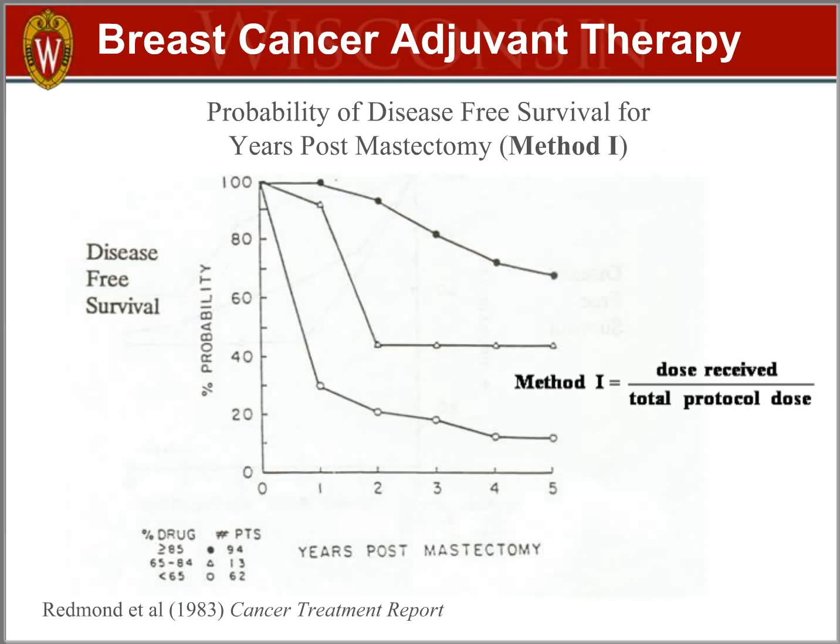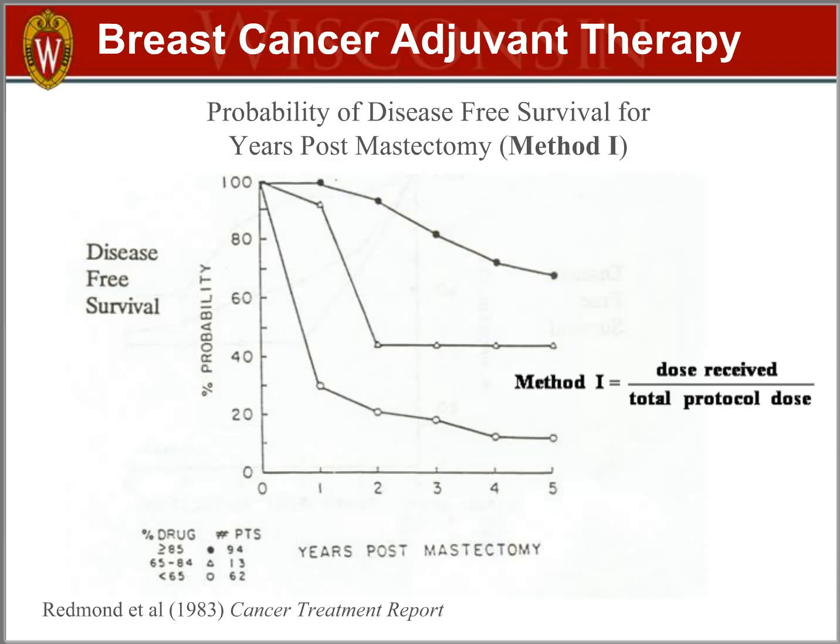This is a cancer trial, just to shift away from cardiology for a moment. We have plotted here three assessments of compliance according to method 1. We compute the dose actually received of the adjuvant therapy divided by the total dose that the protocol prescribed. As shown here, for the disease-free survival over the 5 years post-surgery, the good compliers are defined to be those with 85% or better of the dose prescribed, the moderate compliers, 65 to 84%, are the open triangles, and the poor compliers, the open circles, are less than 65%.